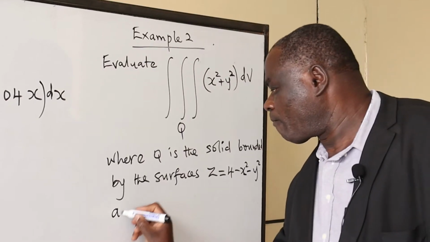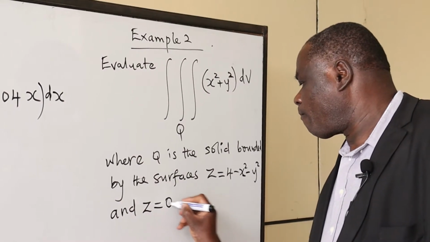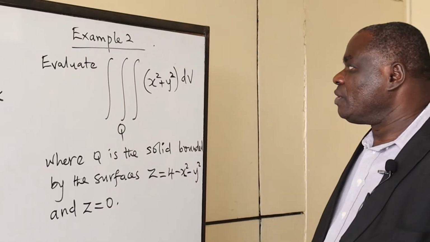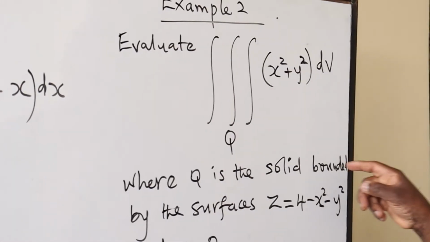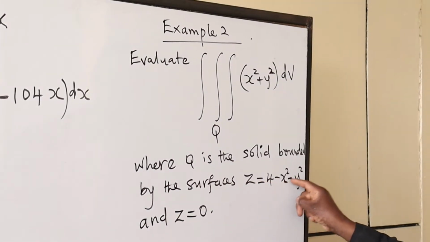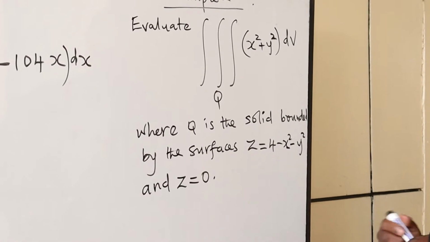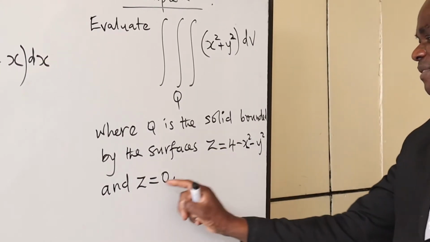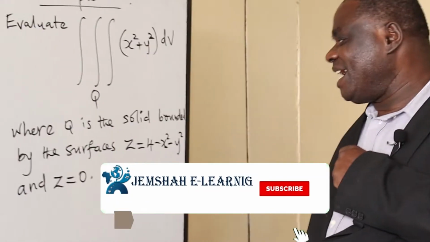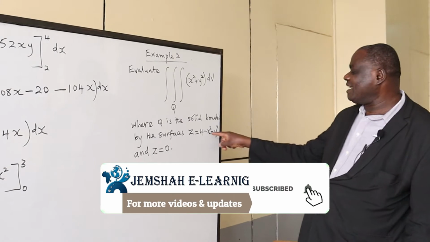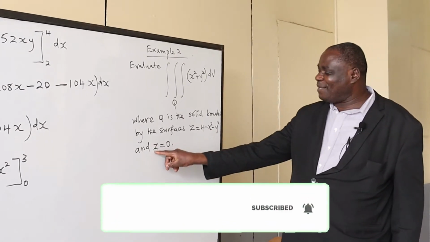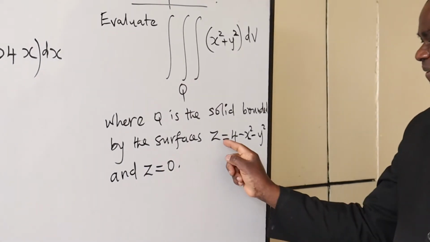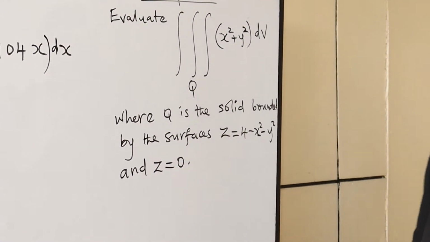So let's have an example. Evaluate this triple integral where Q is the solid bounded by the surface z is equal to 4 minus x squared minus y squared, and z is equal to 0. So this is a solid bounded by two surfaces. Because the two surfaces bring out clearly the values of z, we can see this one is above this one. So this will be the lower limit for z, and this will be the upper limit for z when we start with dz, dy, dx.